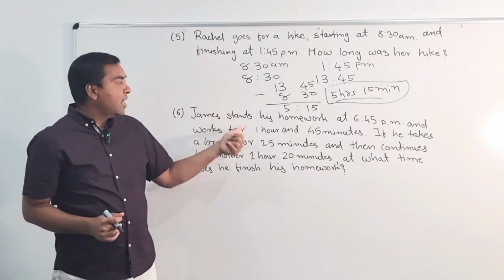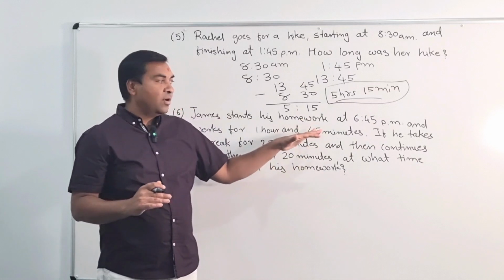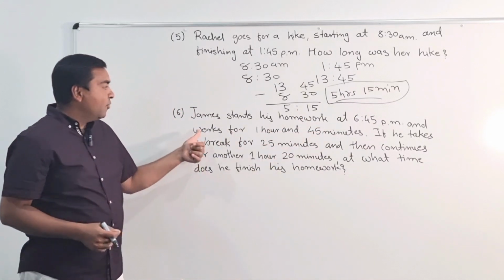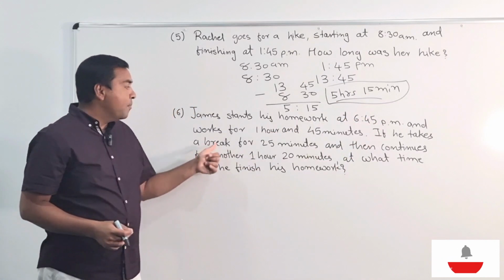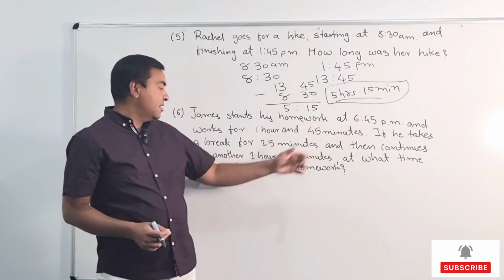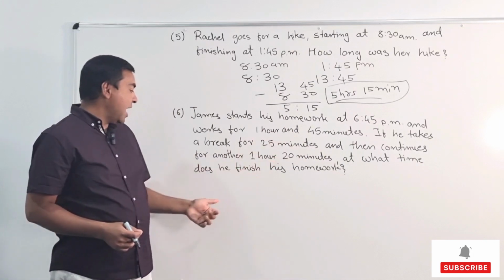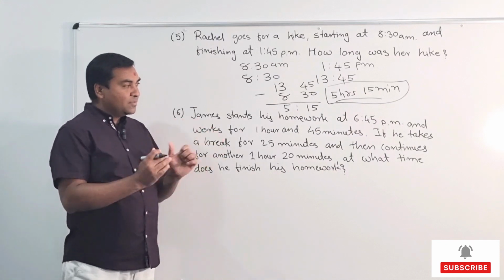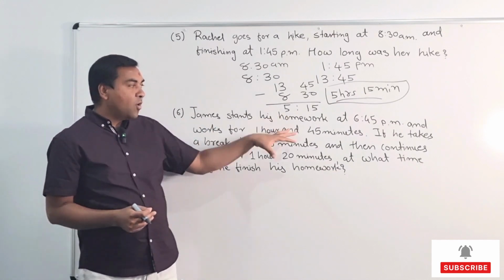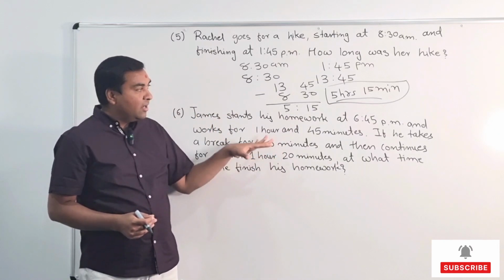James starts his homework at 6:45 p.m., so 6:45 in the evening, and works for 1 hour 45 minutes. If he takes a break of 25 minutes and then continues for another 1 hour 20 minutes, what time does he finish his homework? So you can see there are a lot of times involved, guys. He starts working, then he's taking a little bit of a rest, then working again.